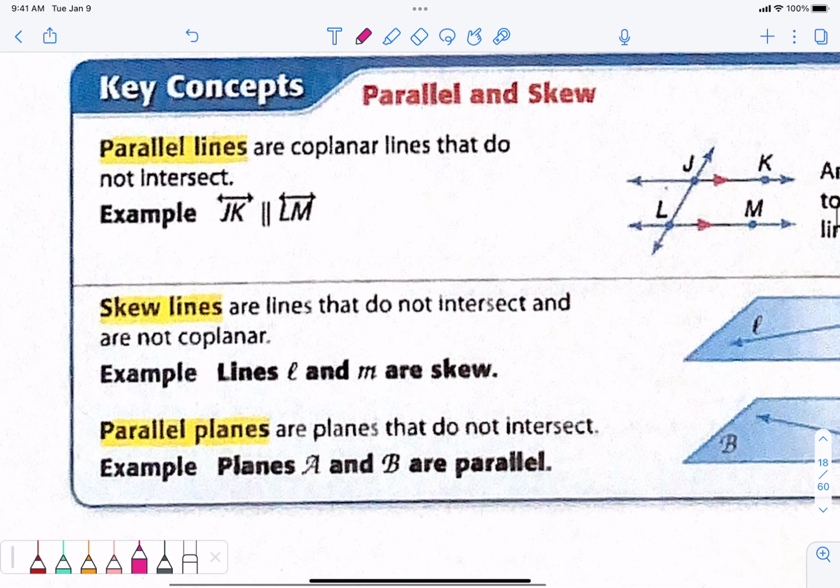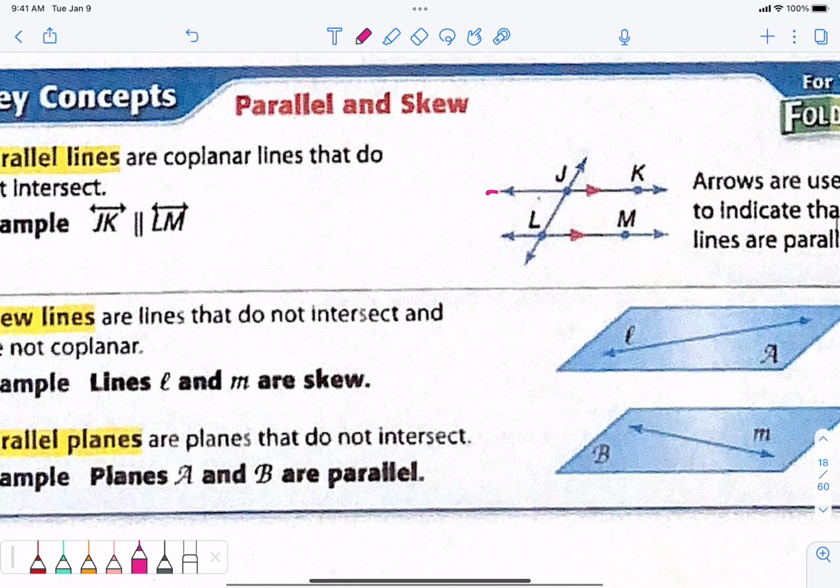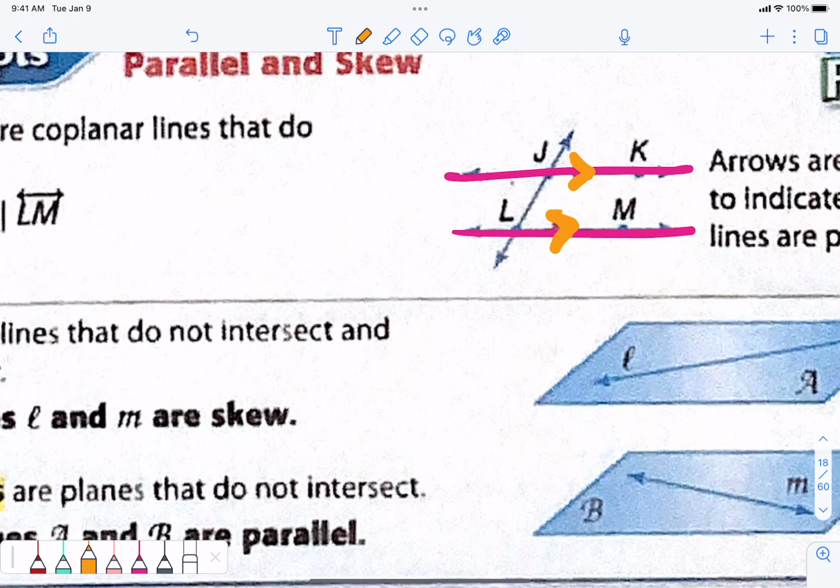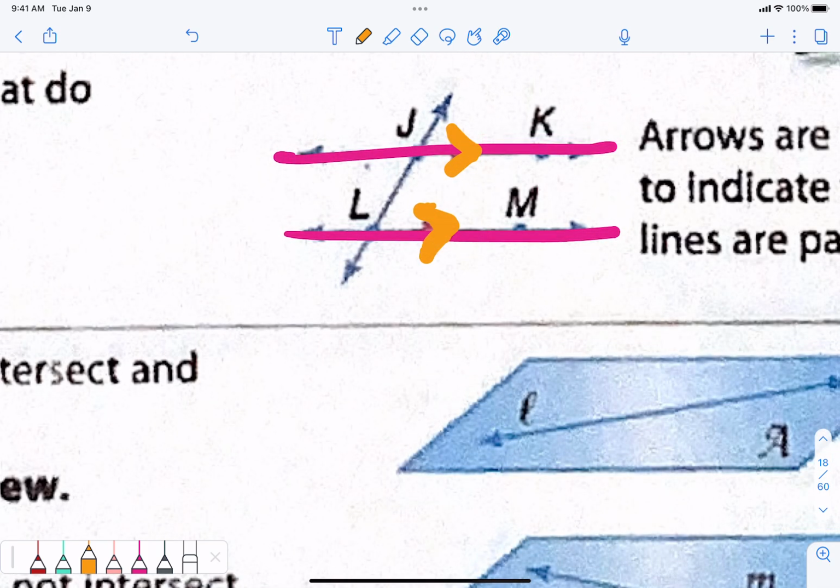Okay, they're going to talk about parallel lines and skew lines. Parallel lines are these two right here. You will know that they are parallel because of the little arrows on those lines. That's how you know that two lines are parallel. So from here on, we're going to be talking about parallel lines specifically.